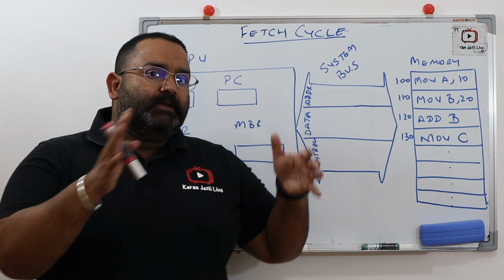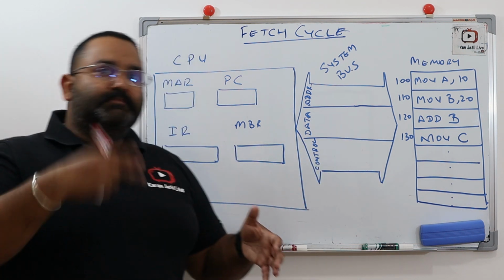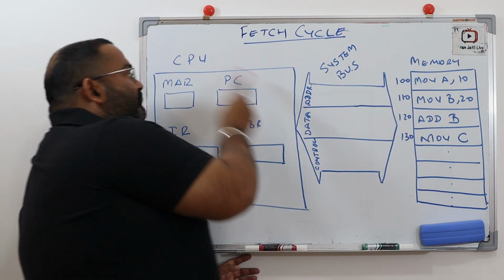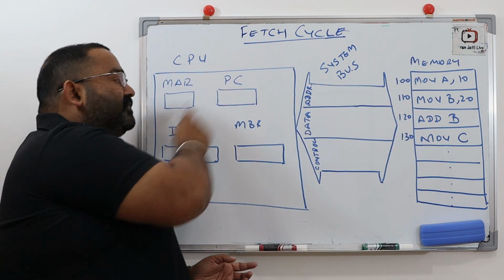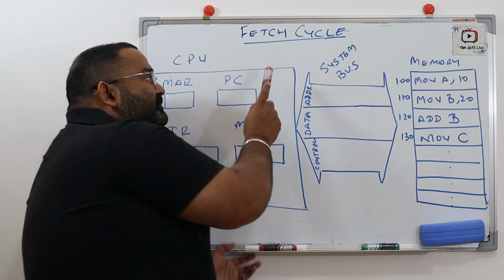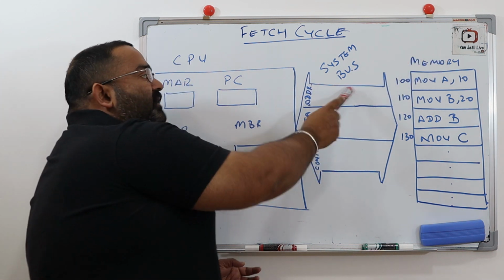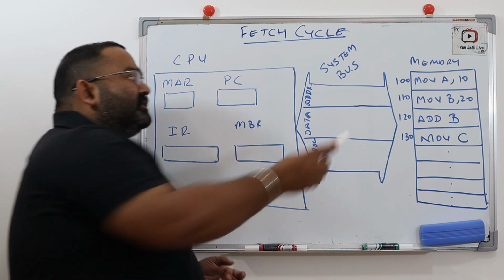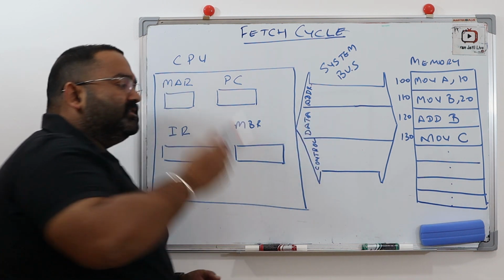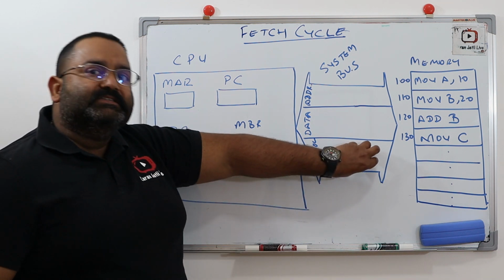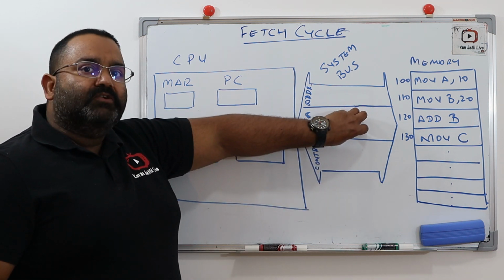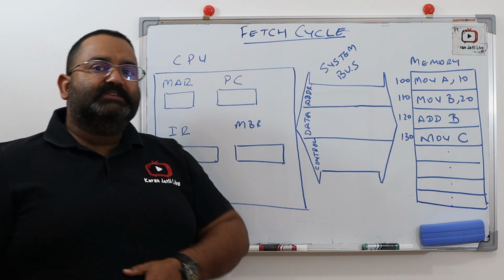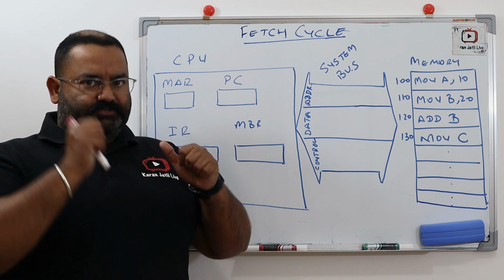If you understand up to here, let me do a quick revision. We have a memory where our program is stored. We have a CPU which has some special purpose registers, and this CPU and memory are connected to each other using a system bus. The system bus is divided into three parts. One part carries the control signal, another part carries the data or the instruction, and the third part carries the address.